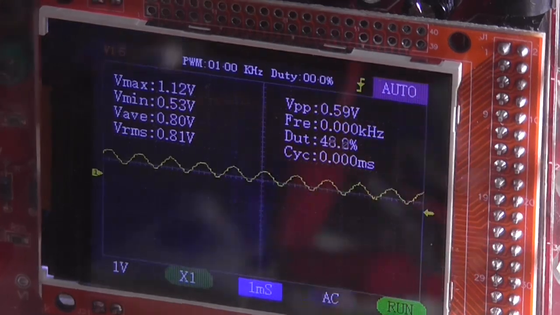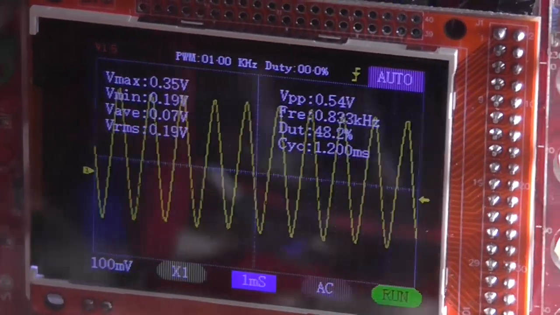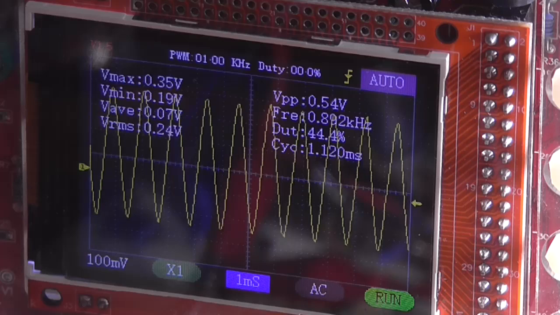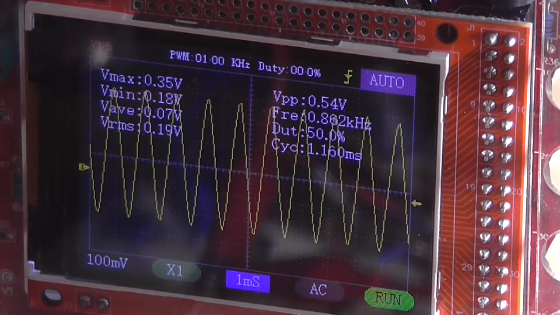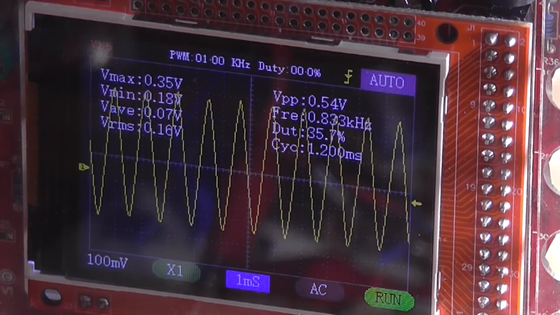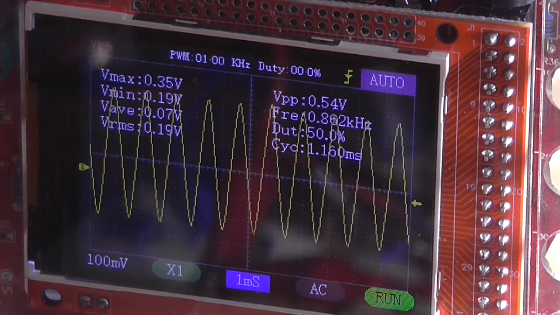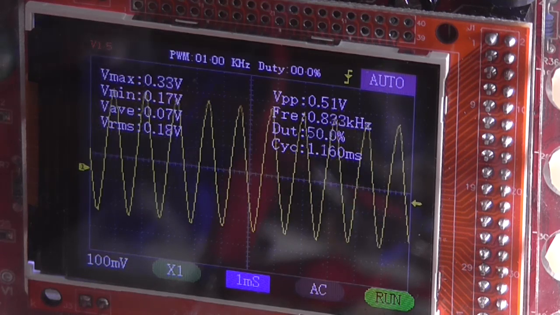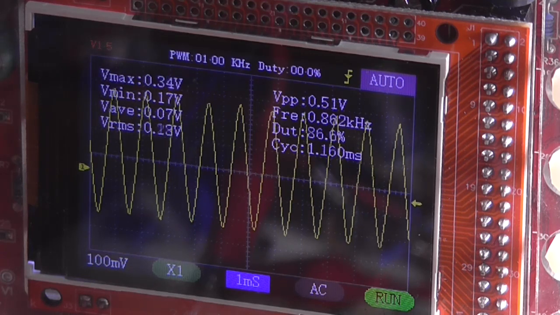Close to 600 millivolts by the looks of things. Actually 0.55. So yeah, 550 millivolt or so. And my lowest of my oscillator is about 510, so it's only an extra 40 millivolt.